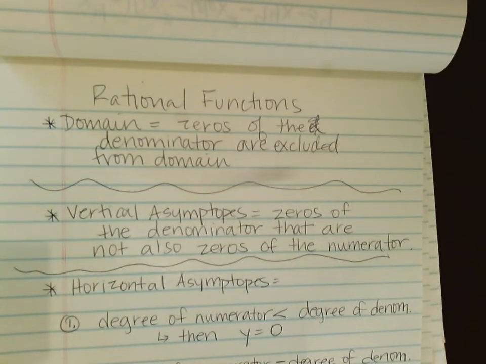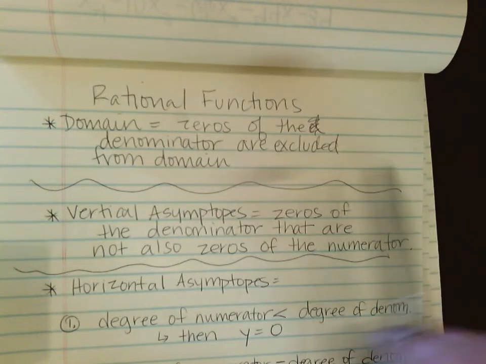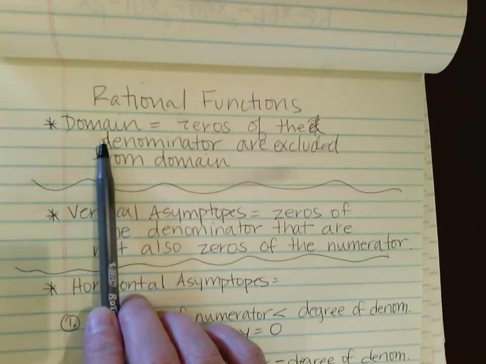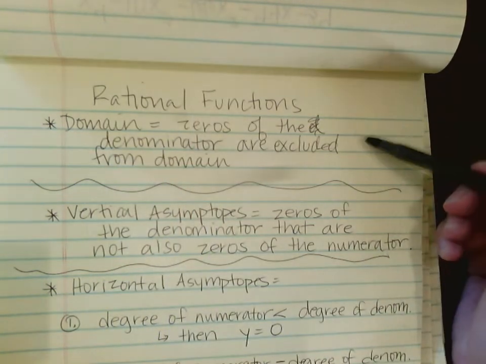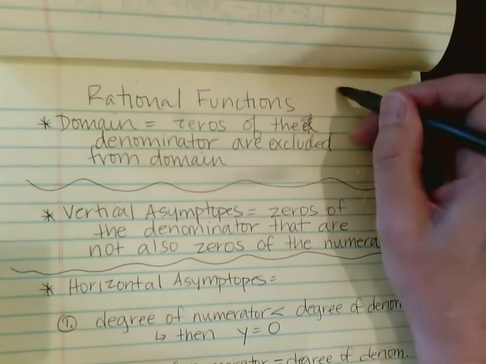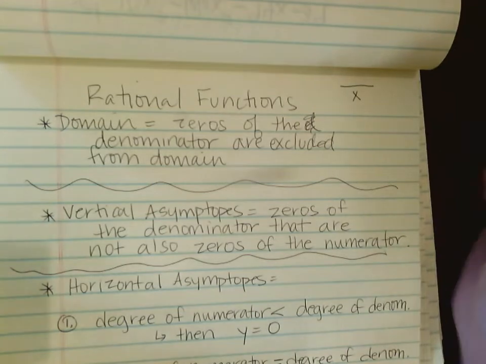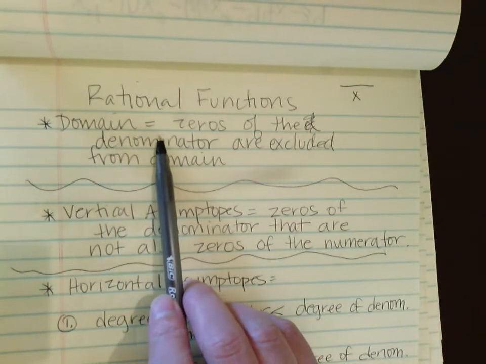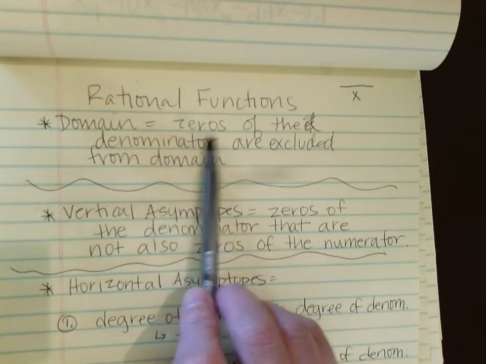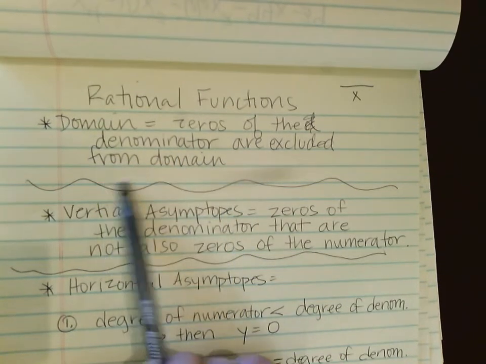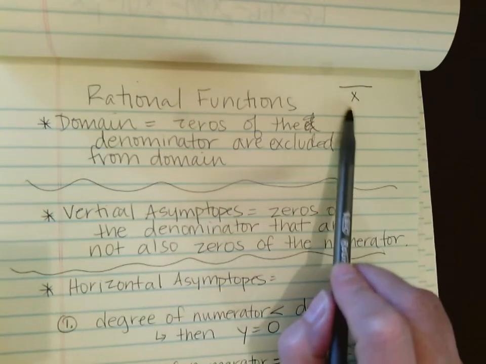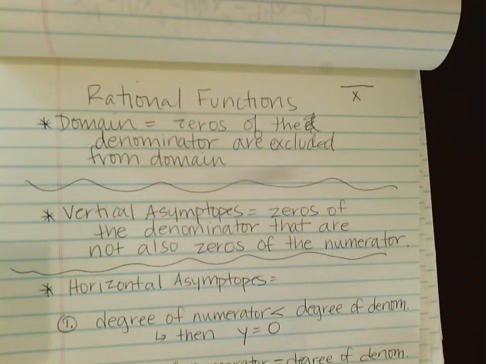Okay, 8.5, rational functions. Before we get started with the problem, let's go over some terminology for this section. The domain of a rational function. A rational function, first of all, is where you're going to have an x in your denominator. The domain is such that the zeros of the denominator are excluded from the domain, which means anytime you have an x in your denominator, you need to find out what makes that denominator 0 and then exclude that number or numbers from the domain.